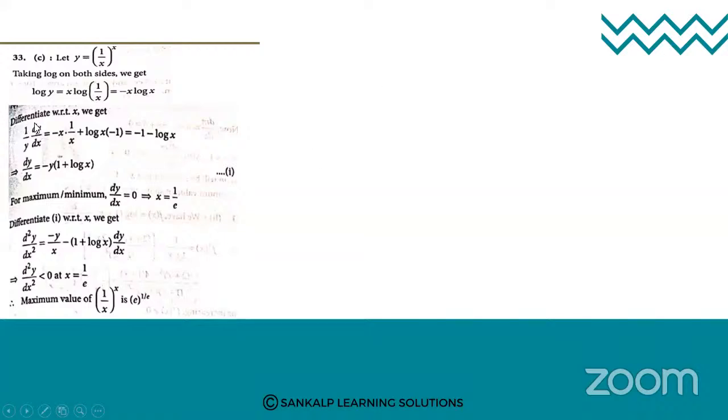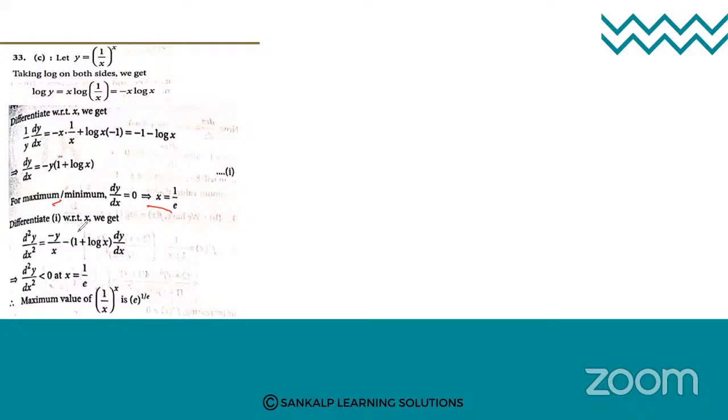When we differentiate, we get dy by dx equal to minus y into 1 plus log x. This term we need to equate to 0, so we are equating dy by dx to 0. When we do this, we will get x equal to 1 upon e. Now x is equal to 1 upon e, and we need to substitute it in the equation.